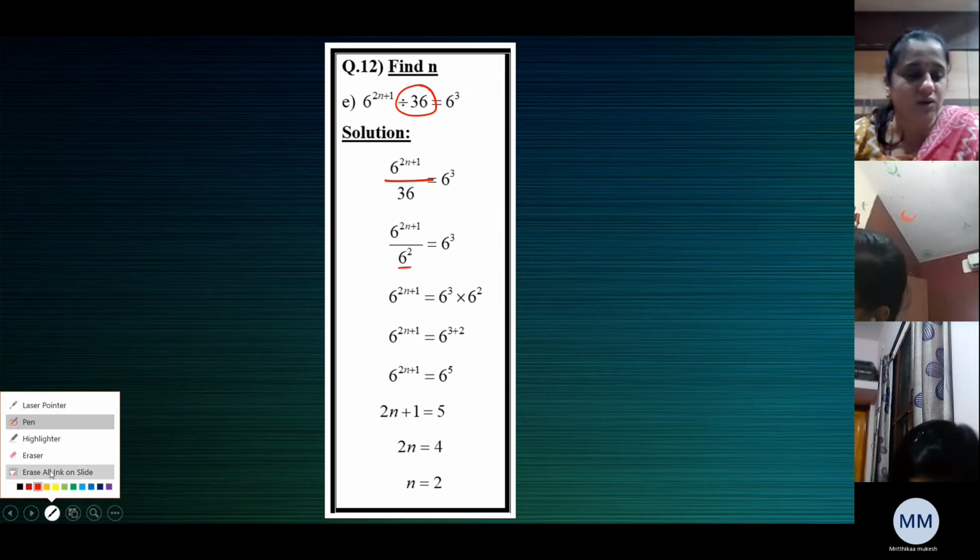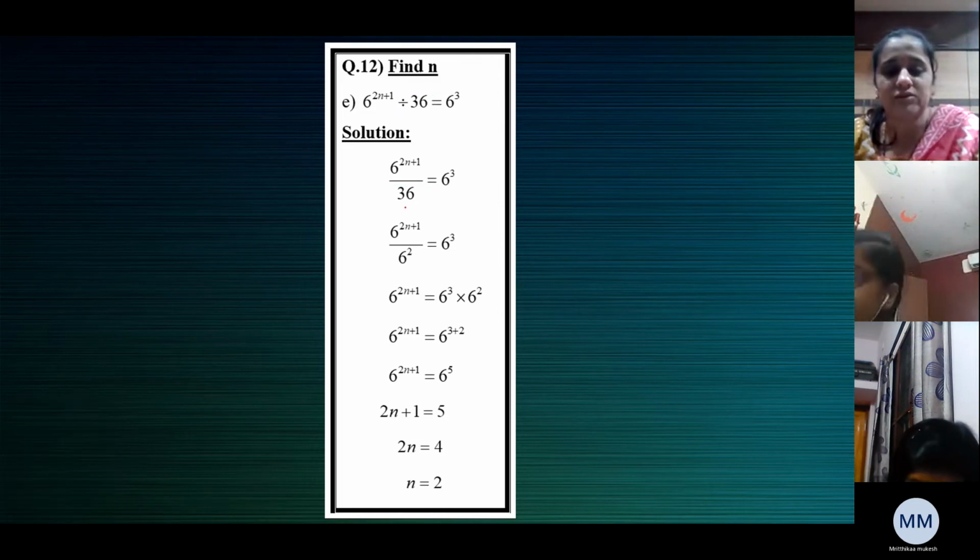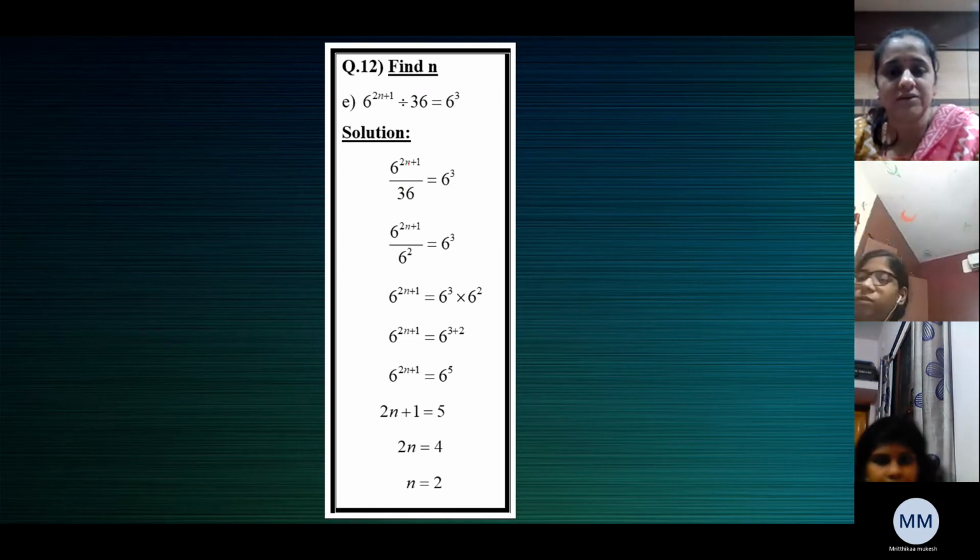Children, I just want you all to listen to me. Please look at your screen. So, divided by 36, and 36 is 6 square. And I have cross multiplied. So I get 6 to the power 2n plus 1 is equal to 6 cubed into 6 square.